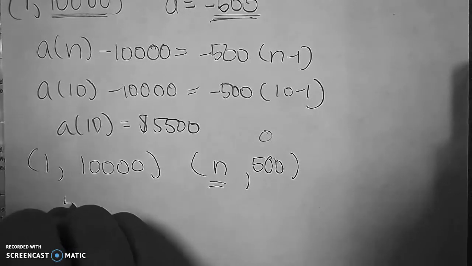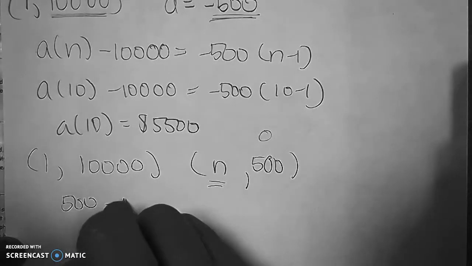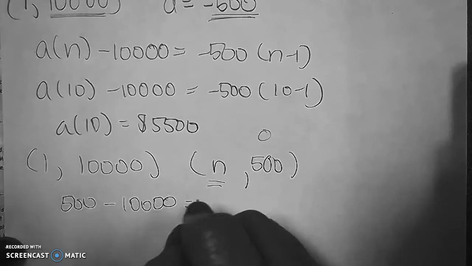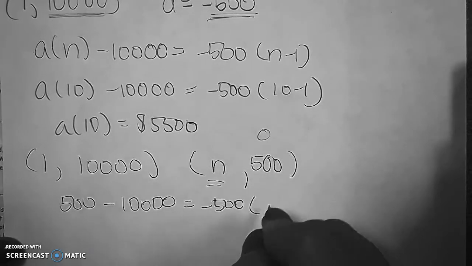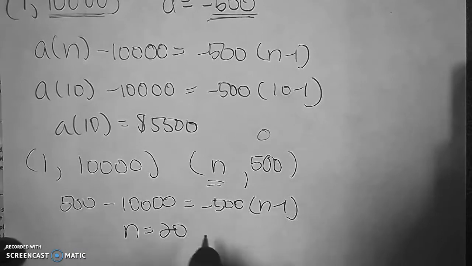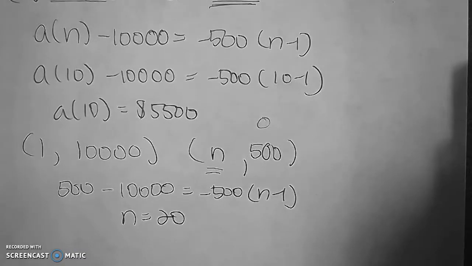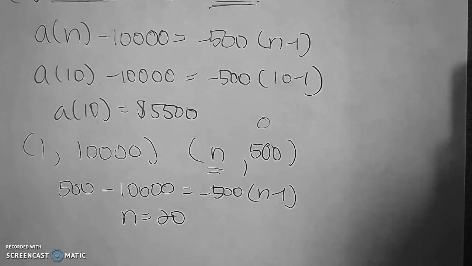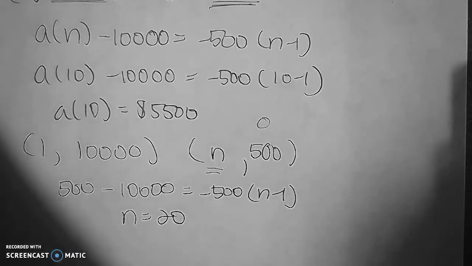So I'm going to plug in 500 minus 10,000 equals -500, your slope, rate of change, times n minus 1. And so when I solve that, I do get 20. So someone asked, why is the answer not 21? Well, actually the 21st person, there is no money left for that person. So I wouldn't consider that to be a winner.